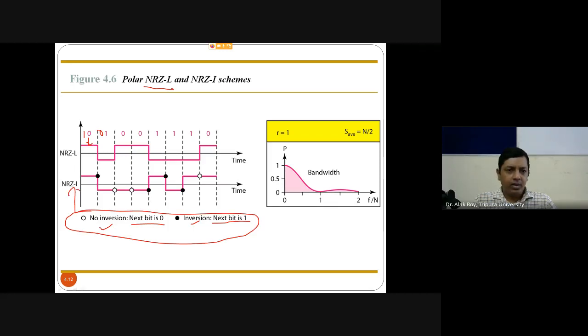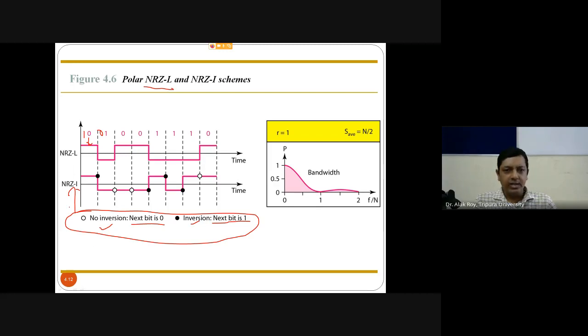Let's start with high. Since the bit is 1, invert, continue. 0, no inversion, continue. 0, no inversion, continue. Received 1, invert; received 1, invert; received 1, invert. Then 0, continue.